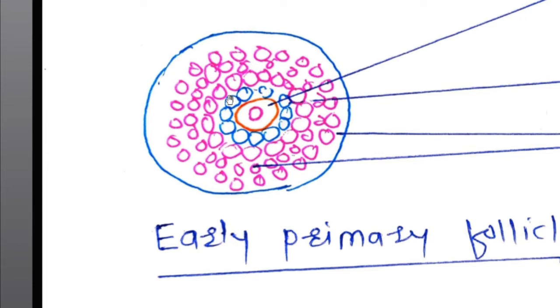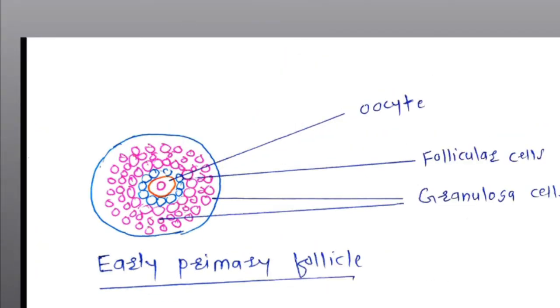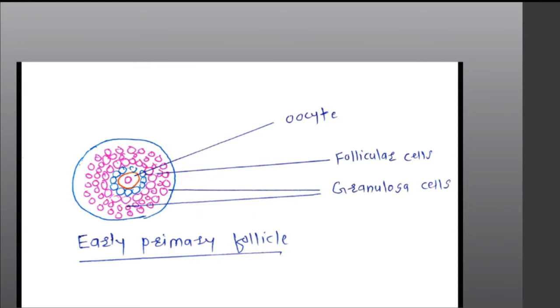The oocyte is surrounded by a single layer of follicular cells, and these follicular cells later on are surrounded by 6 to 7 layers of these pink colored cells I have shown over here, the granulosa cells. So in this figure, this is the oocyte, surrounded by a single layer of follicular cells, and this layer is surrounded by 6 to 7 layers of granulosa cells. This is the structure of the primary follicle. As the follicle starts to grow, we will see what happens with this.